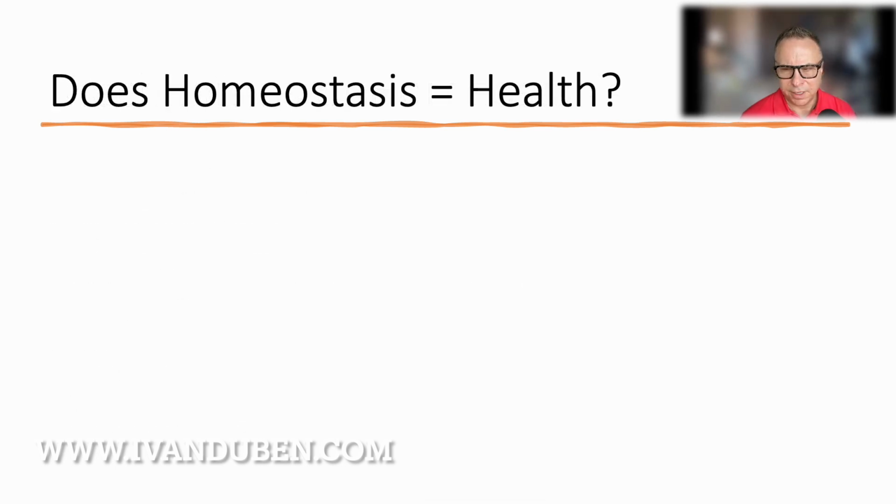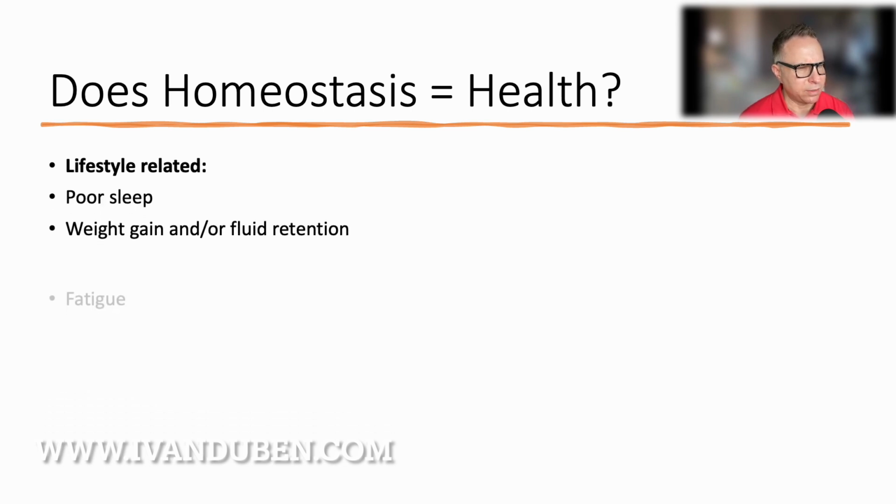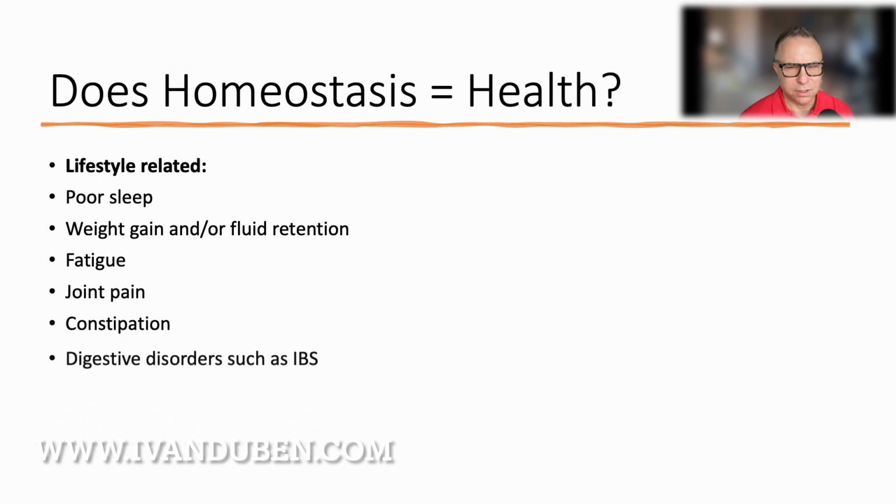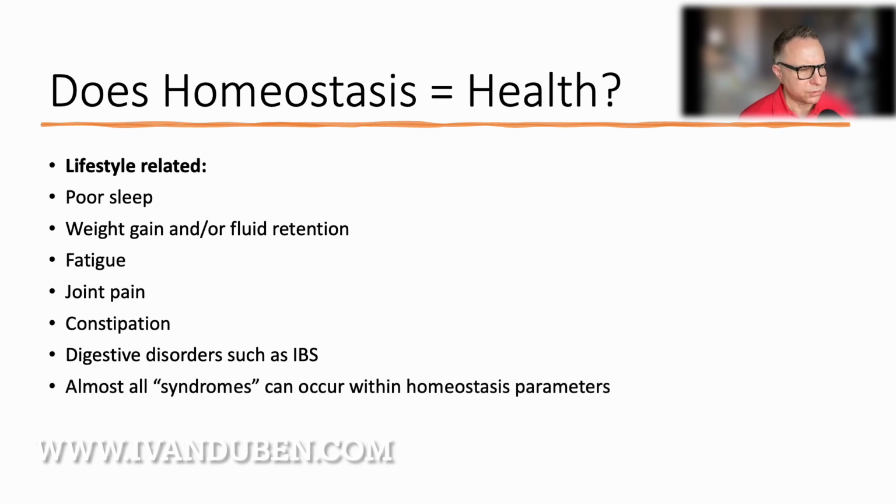There are no guarantees that dysfunction will be avoided even if relative homeostasis is maintained within certain set points. In many instances, a person can maintain physiological set points but still complain of symptoms. They'd be lifestyle related, like poor sleep, weight gain or fluid retention, fatigue, joint pain, constipation, digestive disorders such as IBS. Almost all syndromes can occur within homeostasis parameters.